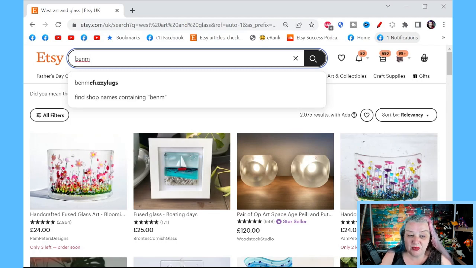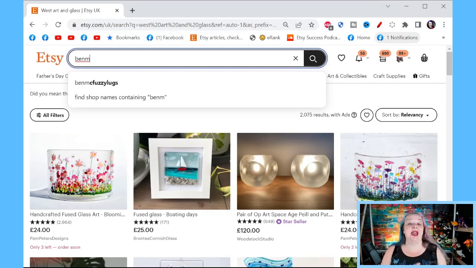So if you type in a mix of letters like this and you see something being offered, this is not saying it's widely searched for. This is not saying this is a great keyword. This is Etsy saying, hey, it could be that this is what you're searching for, because it's something that some people search for sometimes, and we've got results we can show for it.